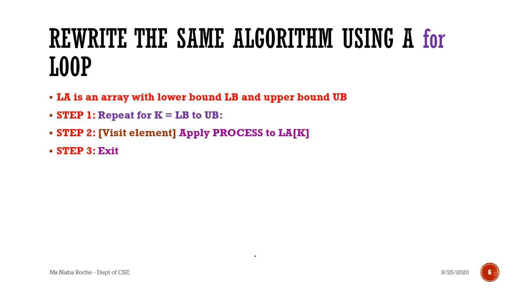The same algorithm can be rewritten for a for loop. LA is an array with lower bound LB and upper bound UB. Step 1, repeat for k equal to LB to UB. So this statement in a for loop is nothing but for k equal to LB, k is less than or equal to upper bound, k plus plus. So these three lines can now be written using a single statement as shown in step 1. Step 2, visit element. Apply process to LA of k, and step 3, exit. So this is an alternate method of writing an algorithm for array traversal.